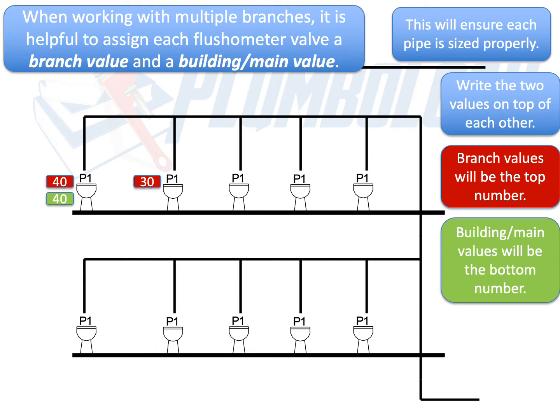The next flush valve on that branch will be labeled a 30 because that is our sequence. That's the decreasing scale that we learned in the first 2 videos. Water closet flush valves always start at 40, and then the next one in line is a 30, and then a 20, a 15, a 10, and so on. So we label that second most remote flush valve on the top floor branch a 30. We also label a 30 for the building because it is the second most remote in the entire building.